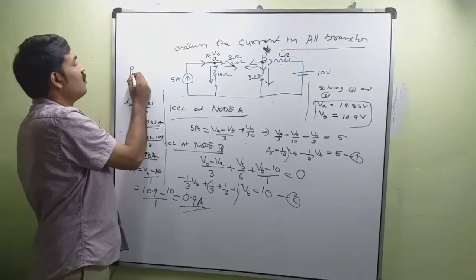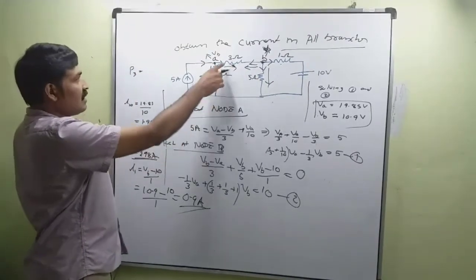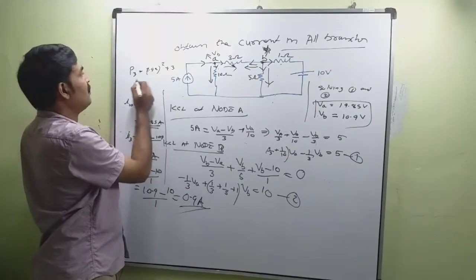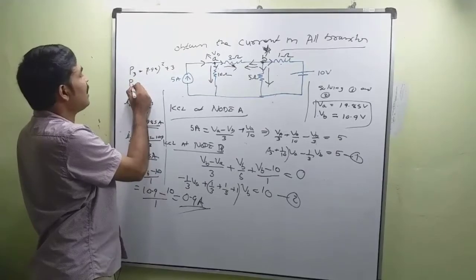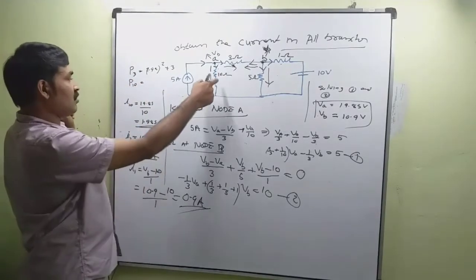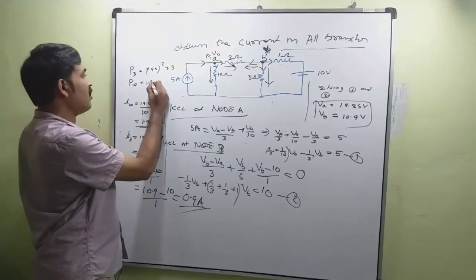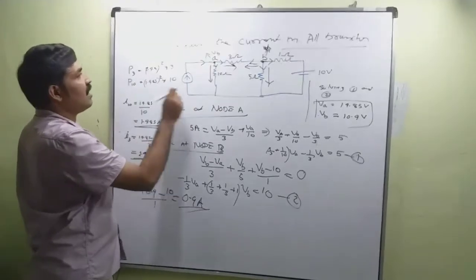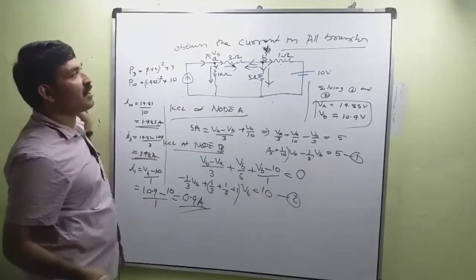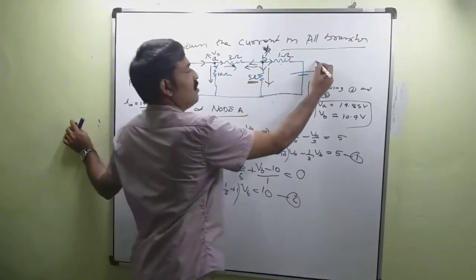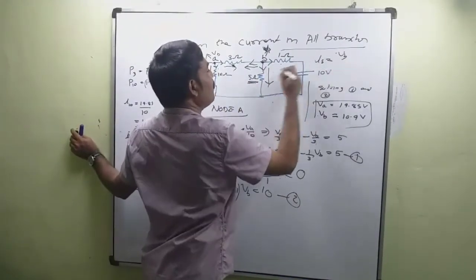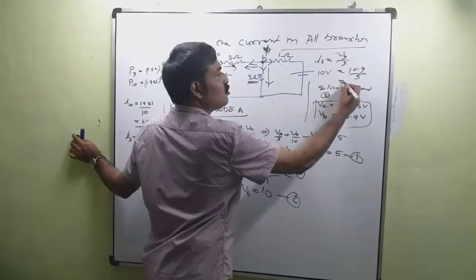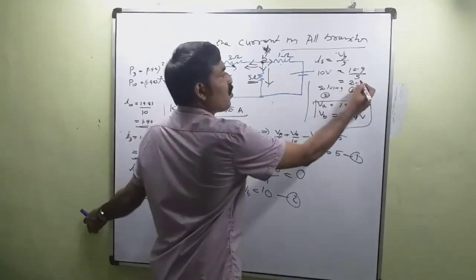We can calculate the power absorbed in 3 ohm. That is, P3 is equal to I3 square into 3, that is 2.98 square into 3. And the power absorbed in the 10 ohm resistance is equal to the current through this branch, 1.985, square into the resistance 10. And through this branch and this branch we can calculate. Now what is the current through this branch? I5 is equal to VB by 5. VB is 10.9 divided by 5. That is equal to 2.18.